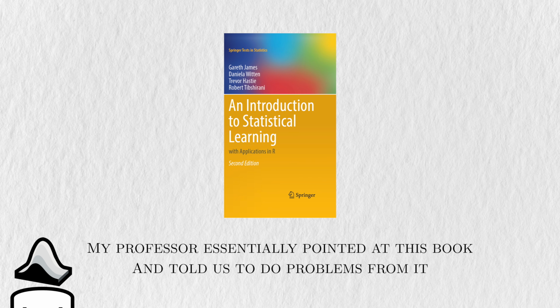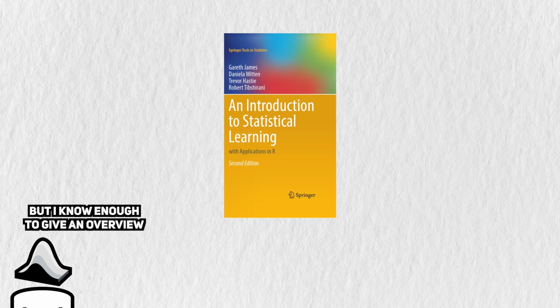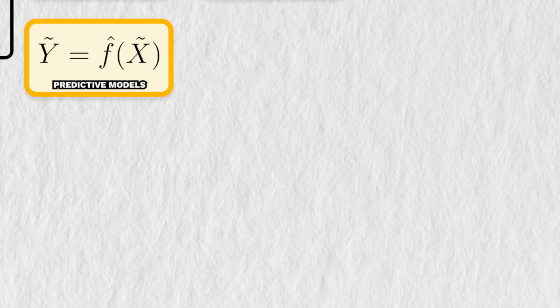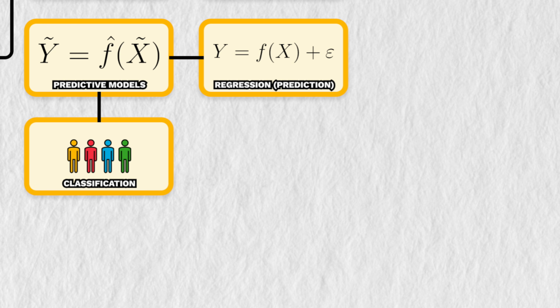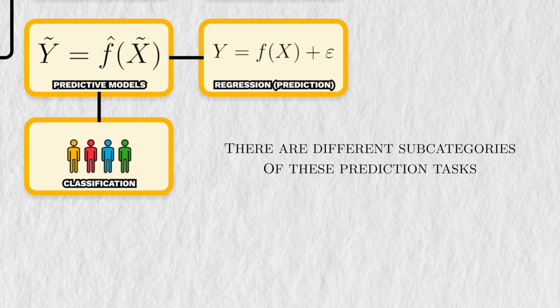I didn't get a lot of machine learning coursework in my master's or my PhD, so I'm not nearly as familiar with it compared to inference. That being said, I'm familiar enough with it to at least give you a general overview. Depending on the kind of outcome you want to predict, there are two types of prediction you can do. Prediction of continuous outcomes is called regression, while prediction of categorical outcomes is called classification. Of course, there are different subcategories for each of these prediction tasks, but we'll keep it to these for now.